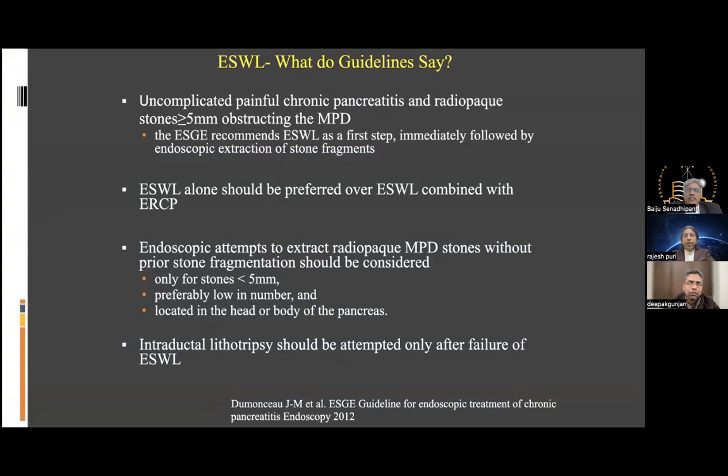Endoscopic attempt to extract radiopaque stone without prior fragmentation should only be considered, meaning that you directly subject them to ERCP rather than ESWL, if the stones are less than 5 millimeter, low in number, located in the head, and if you find it is difficult to remove, it is better to do the balloon sphincteroplasty up to 1 centimeter, and you can remove the stone up to 5 millimeter. Intraductal lithotripsy should be attempted only after failure of ESWL.